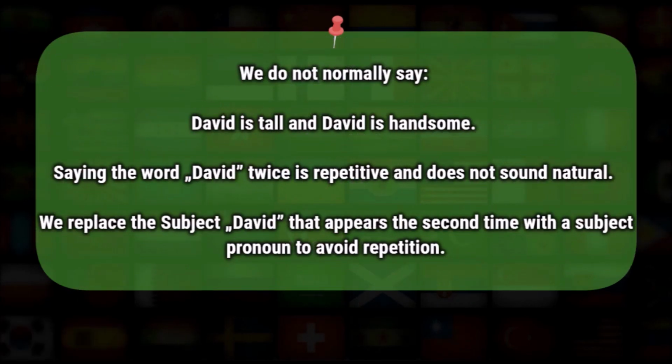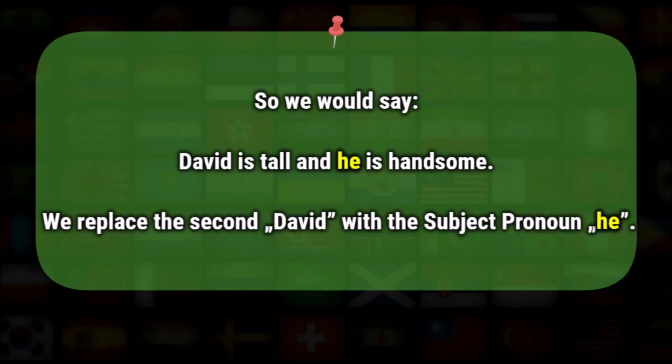We do not normally say David is tall and David is handsome. Saying the word David twice is repetitive and does not sound natural. We replace the subject David that appears the second time with a subject pronoun to avoid repetition. So we would say, David is tall and he is handsome. We replace the second David with the subject pronoun he.